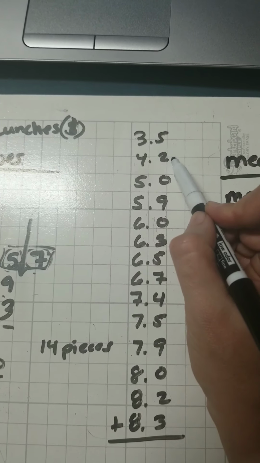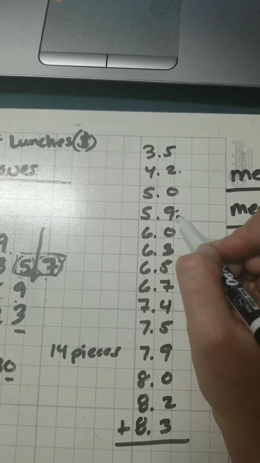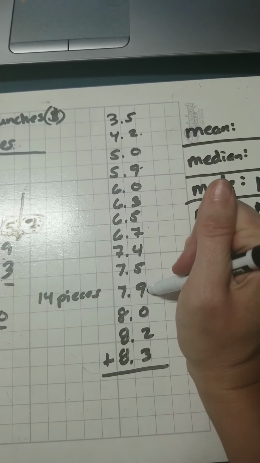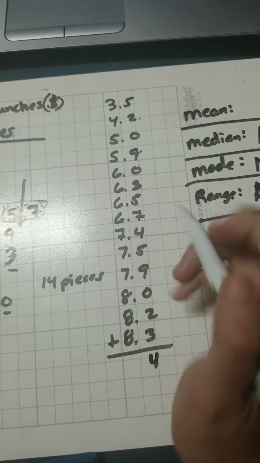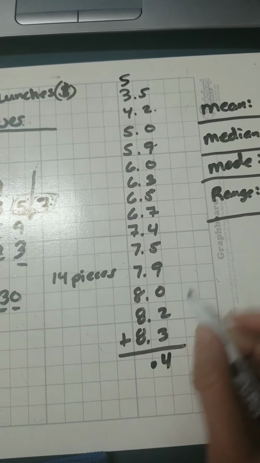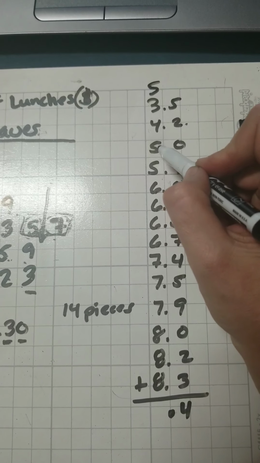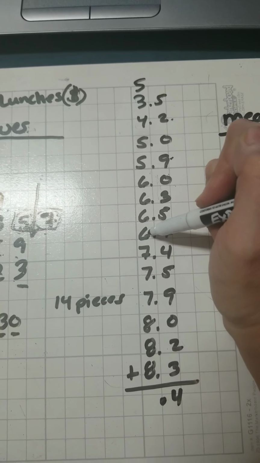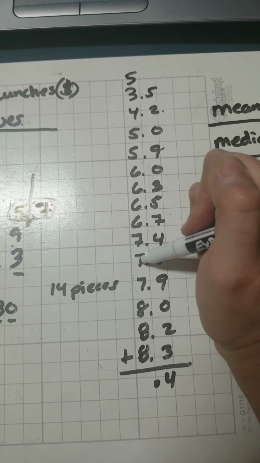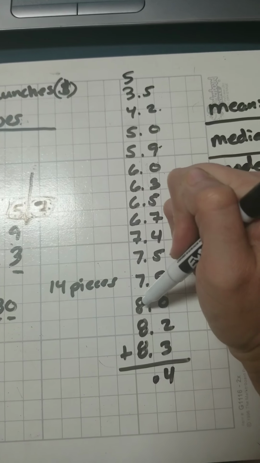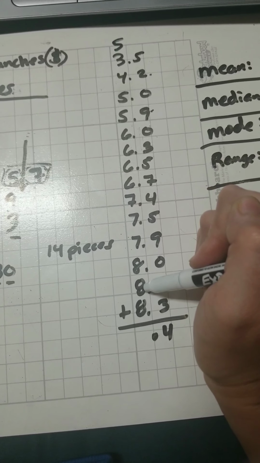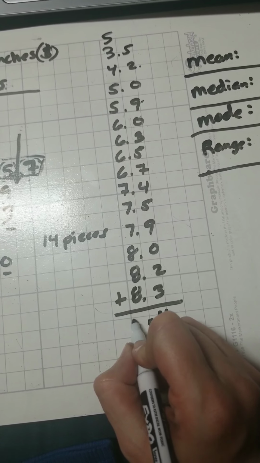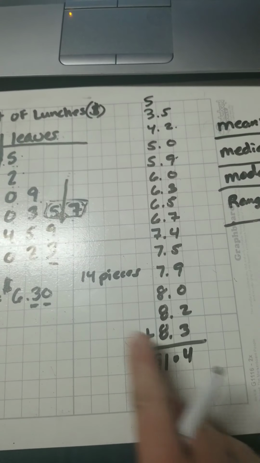So I have 5, 7, 7 plus 9 is 16, 16 plus 3 is 19, 24, 31, 35, 40, 49, 51, 54. So I'm going to put a 4 and I'm going to carry a 5. I'm going to drop those decimals straight down. So I have 8, 12, 17, 22, 28, 34, 40, 46, 53, 60, 67, 75, 83, 91. So $91.40 divided by 14.